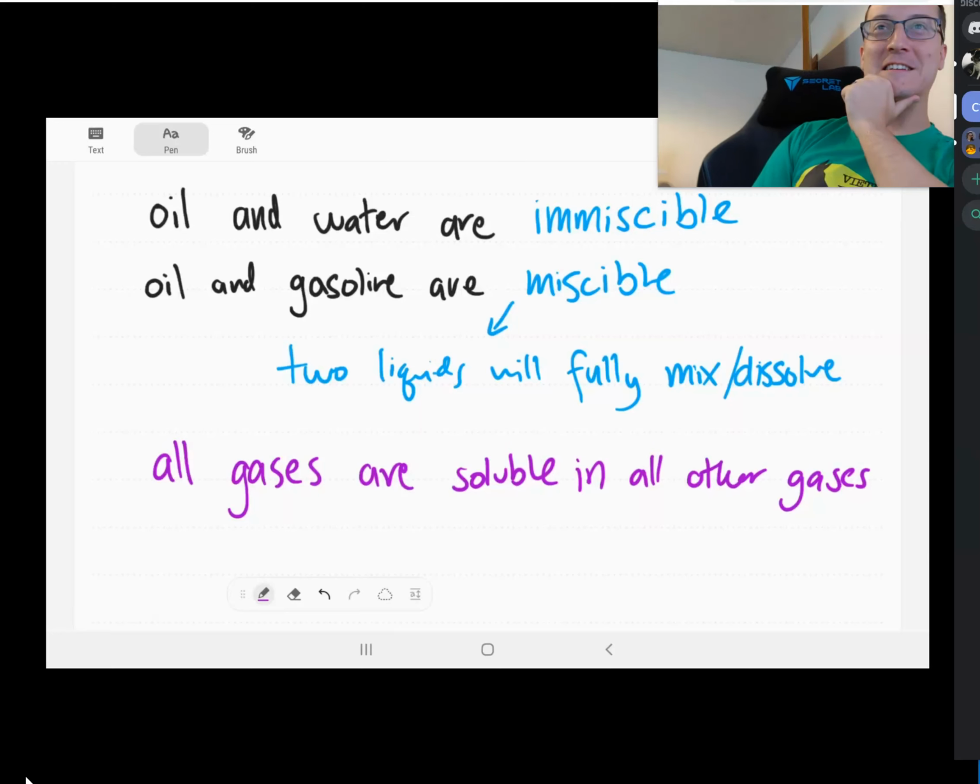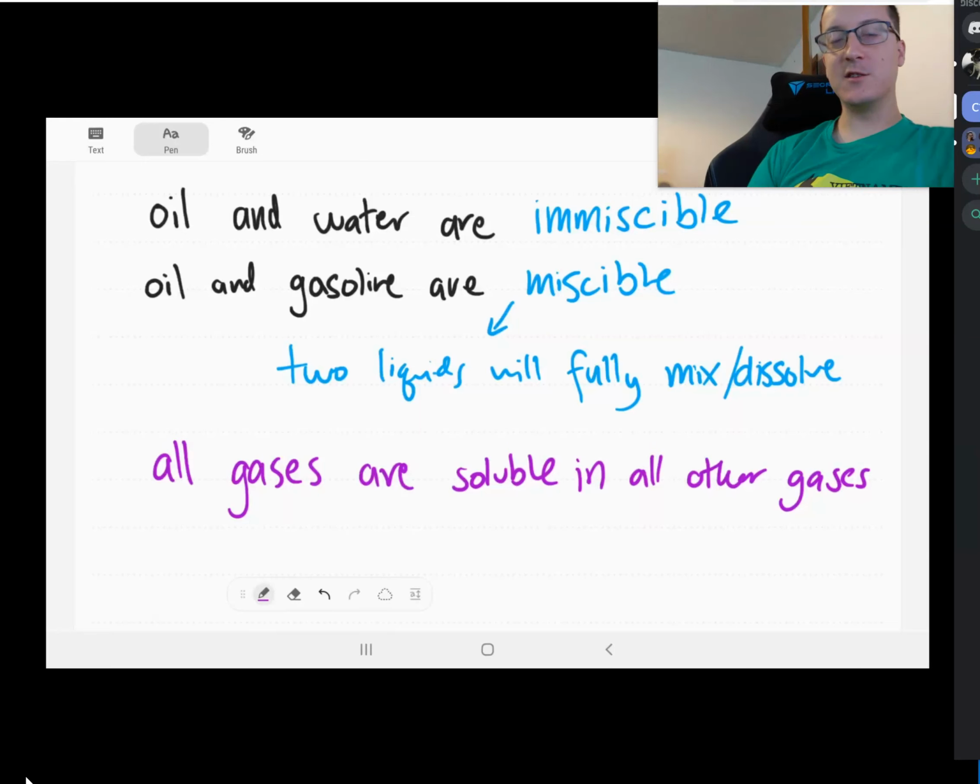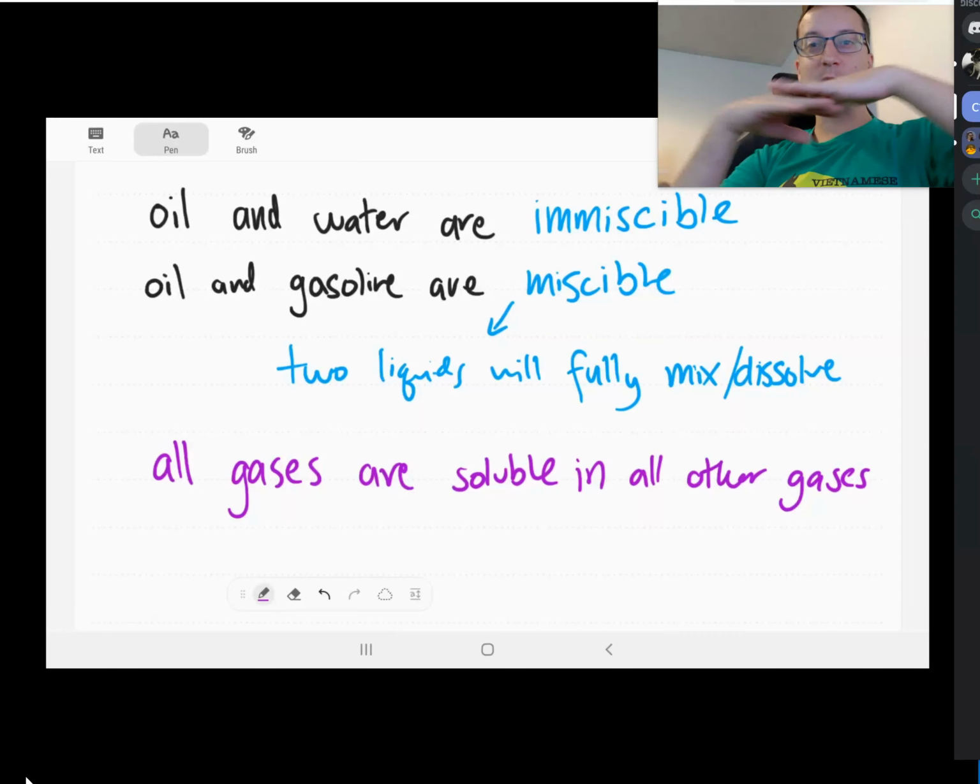The answer lies in intermolecular forces. So oil and water don't mix because the water prefers itself. It can make nice hydrogen bonds with itself that it can't make with oil. And so as a result, those guys will just be separate.